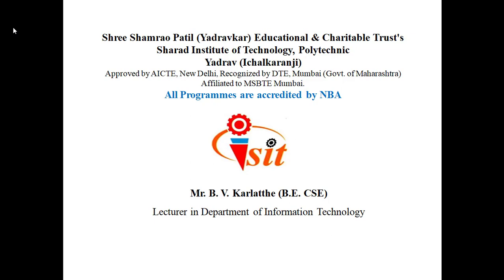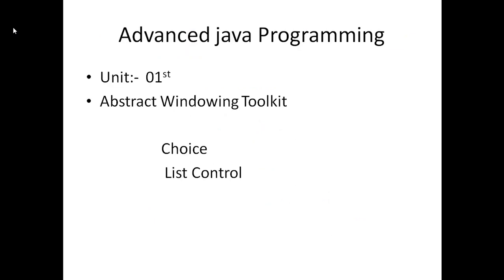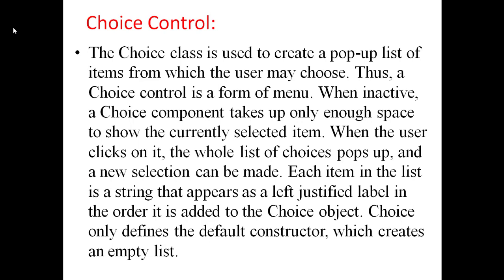Hello friends, welcome back. In the previous lecture, the fifth lecture, we studied checkbox and checkbox group, which is used to create radio buttons. In the sixth lecture, we are going to study two new controls, choice and list control. These two controls we are going to study in this sixth lecture.